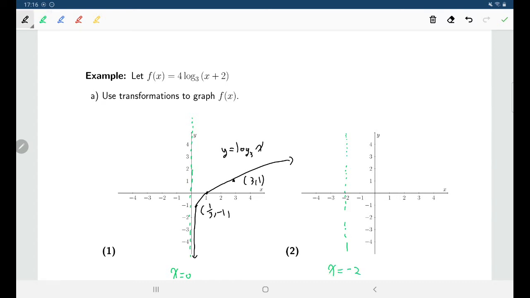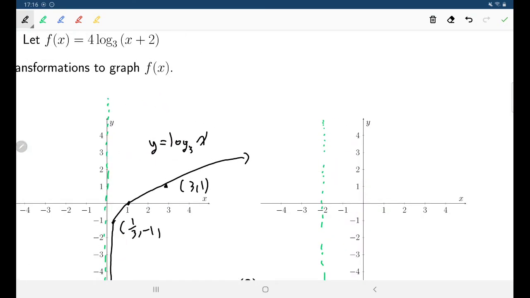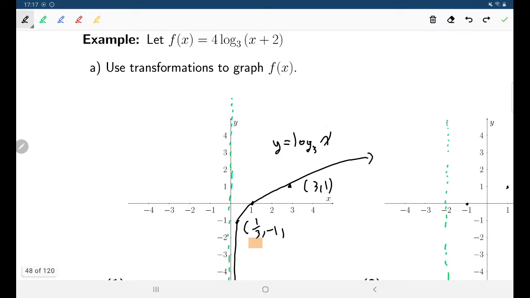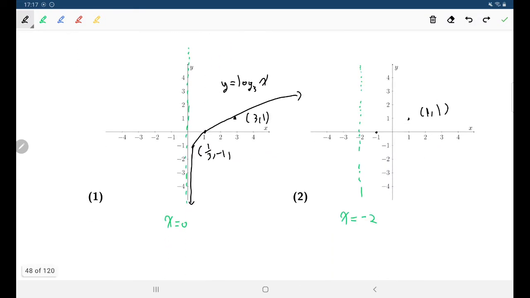And now I'm just going to shift all of my points to the left by 2. So (3, 1), subtracting 2 from every x value. (1, 0), subtracting 2 from every x value. And then finally, (1/3, -1). If I subtract 2 from that x value, 1/3 minus 2, that's -5/3. And -5/3 is almost -2, about -1.6-ish. So again, I'm labeling it with the exact value of (-5/3, -1).